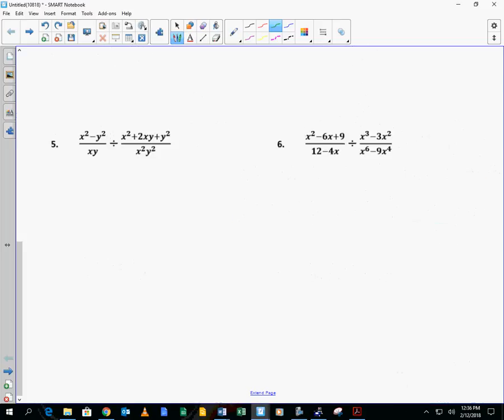All right, next one. Again, I like to save a little bit of time by going x squared y squared over x squared plus 2xy plus y squared. So I rewrote it as multiplication. I'm going to factor the top. The top is the difference of two squares.